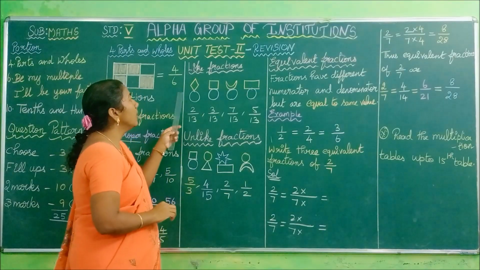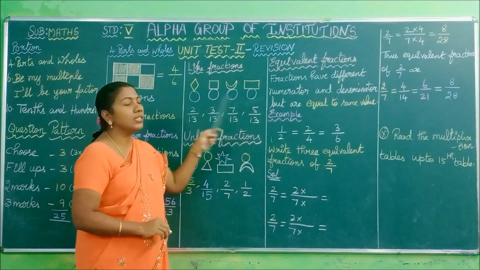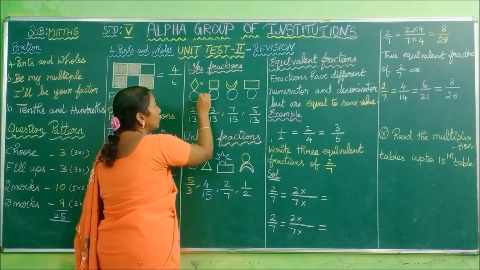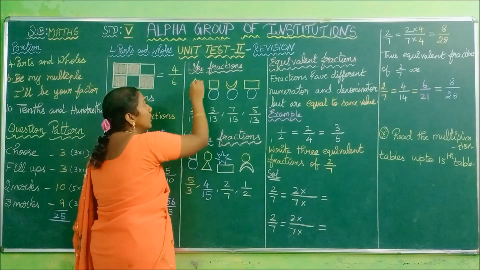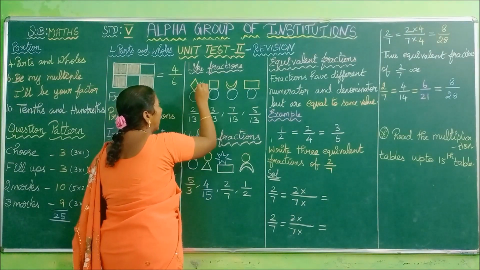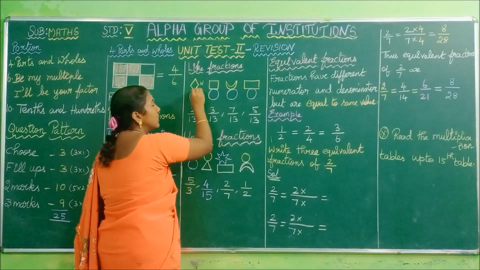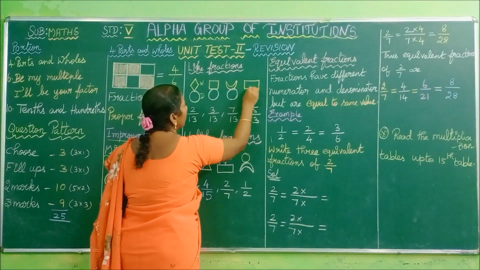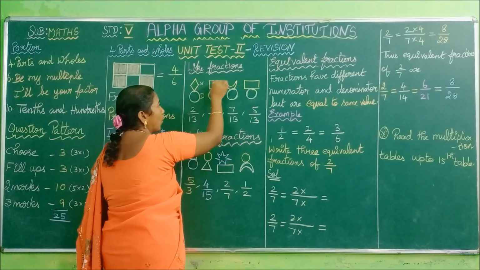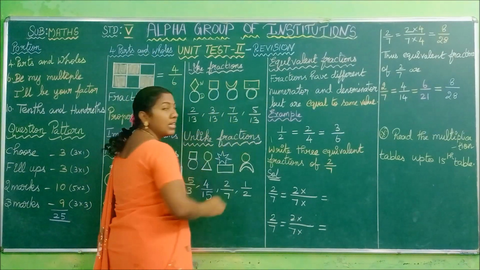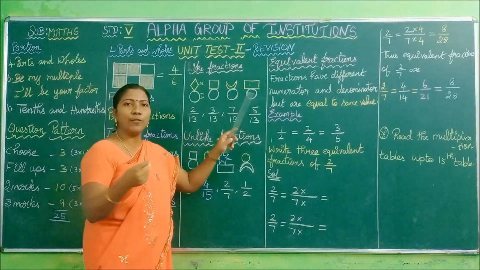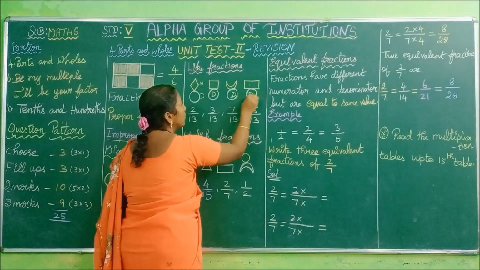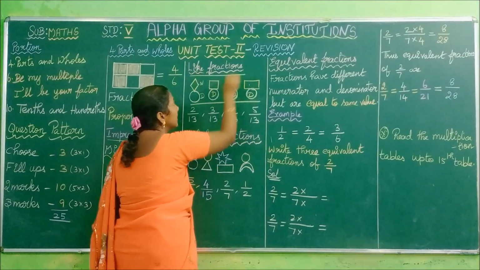See here, children, here I have drawn some pictures. Think that the upper shape is the numerator and the bottom shape is the denominator. In the numerator we have the diamond, in the denominator we have a circle. All the denominators are circle in shape, but the numerators are different shapes. Here we have the square, here the half moon, here the rectangle. Thus, the numerators are different, but observe the denominators. All the denominators are the same. Such a situation we refer to as like fractions.